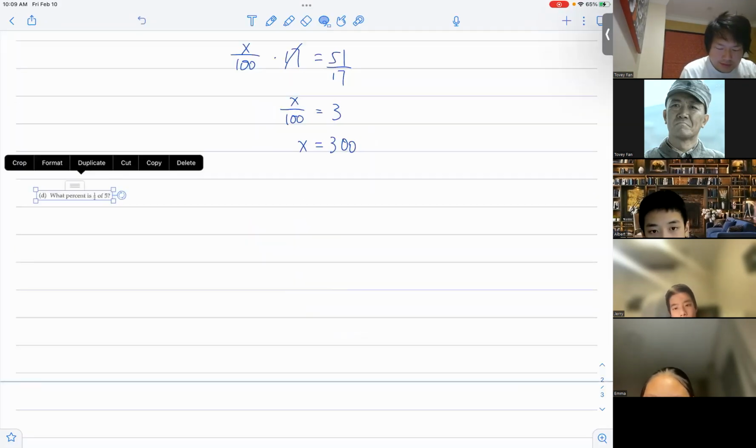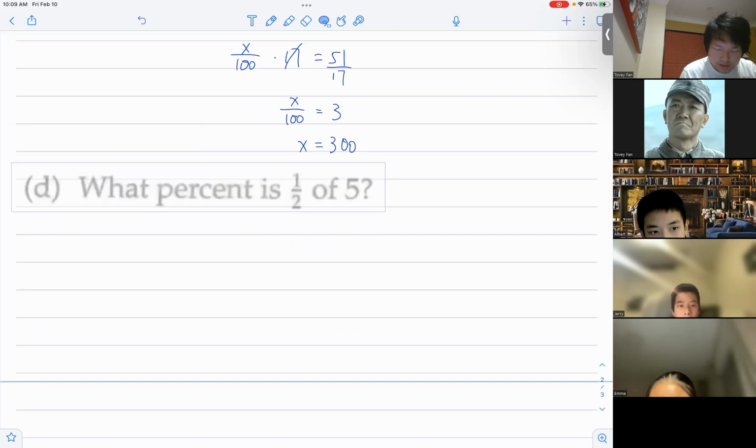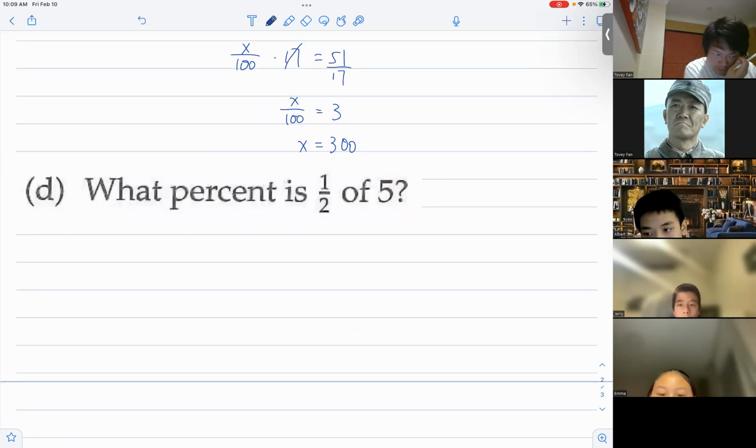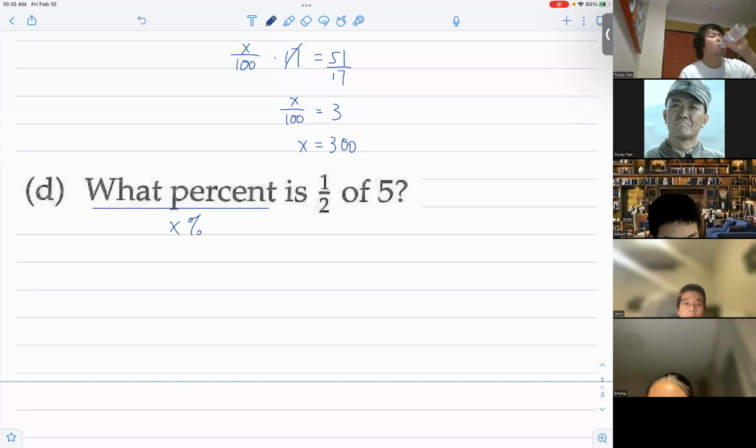Okay, so Albert, in this question, your equation also, I believe, is wrong because you misunderstood the question. It says, what percent is 1/2 of 5? So how would you set up an equation? Like x% equals half times 5. Yeah, that works too. Okay. Or you could say x% times 5 is 1/2 of 5.